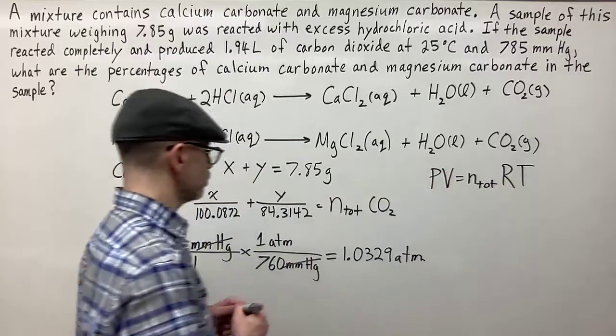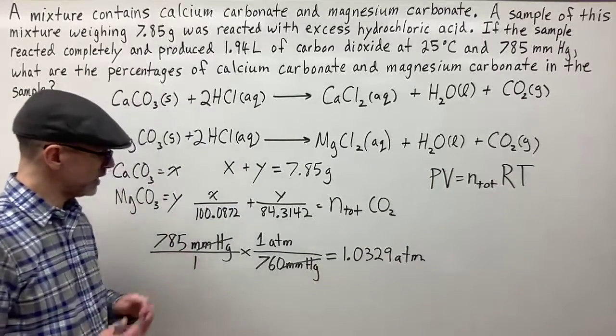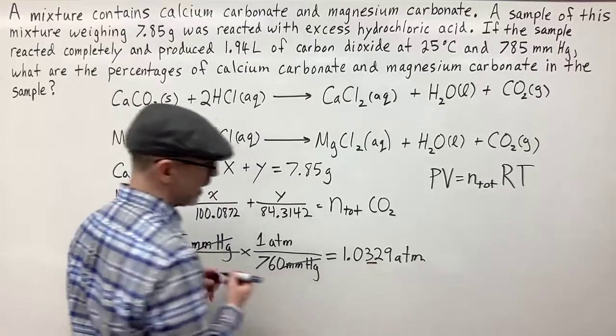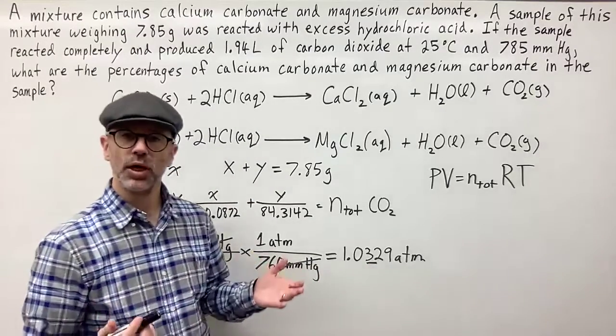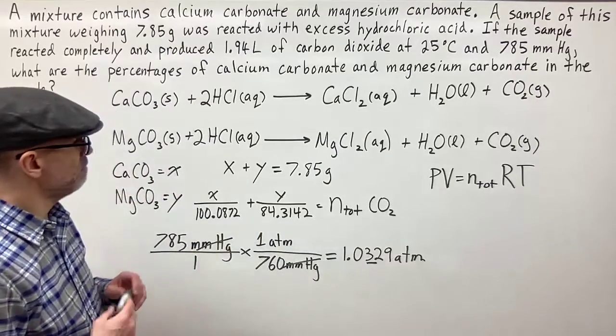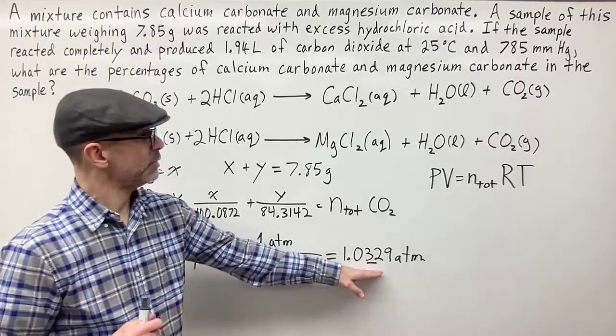atmospheres. And so since I have 3 sig figs here, I should have only 3 sig figs here. So I'm going to underline that. Keep at least 1 digit to avoid rounding errors. Okay. And so that I have in atmospheres now.